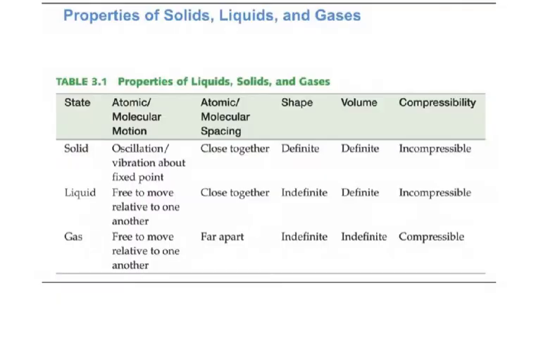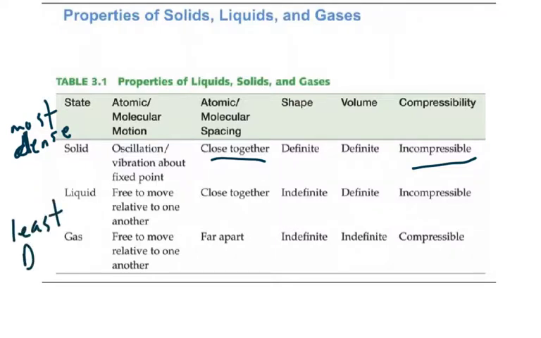Now, let's take a look here at a little chart. Because solid particles are closest together, they are not really compressible. There's no room to bring them any closer together. That means also that the solid would be the most dense state of matter. When you look at a gas, these particles are further apart. So these particles are least dense. And because they are spread apart, there is room to bring them closer together, so they are compressible.